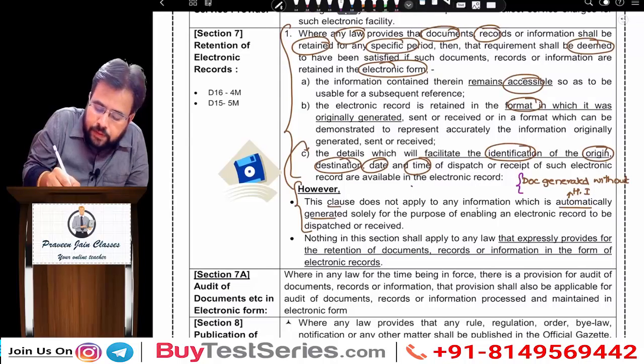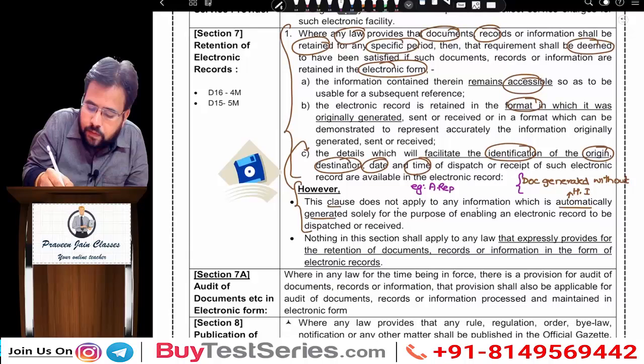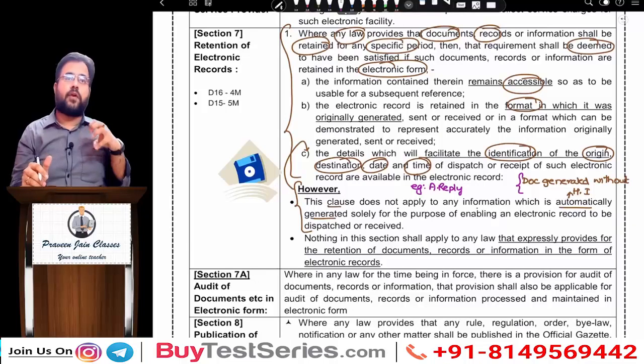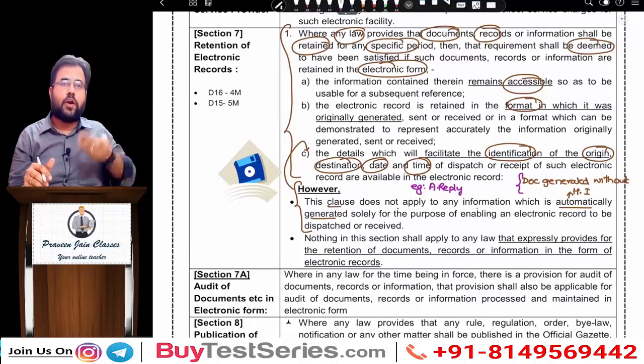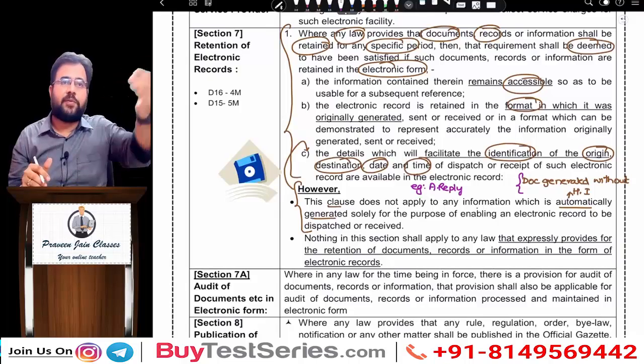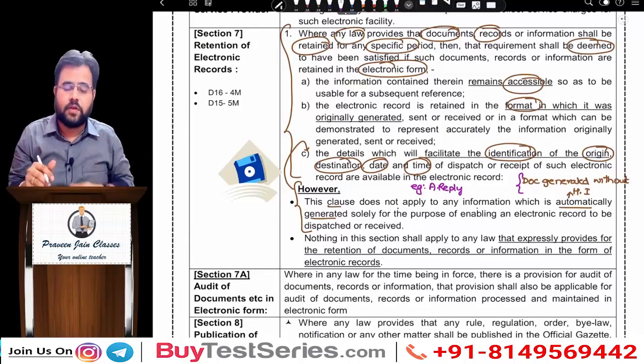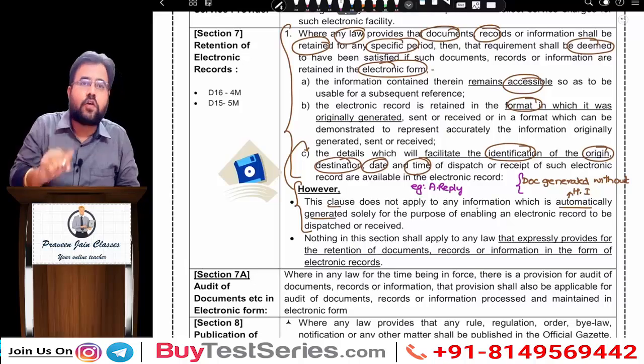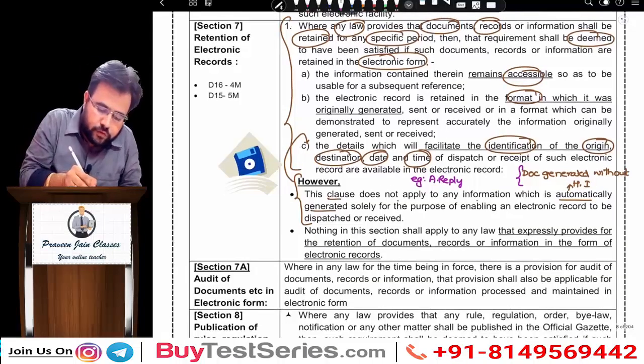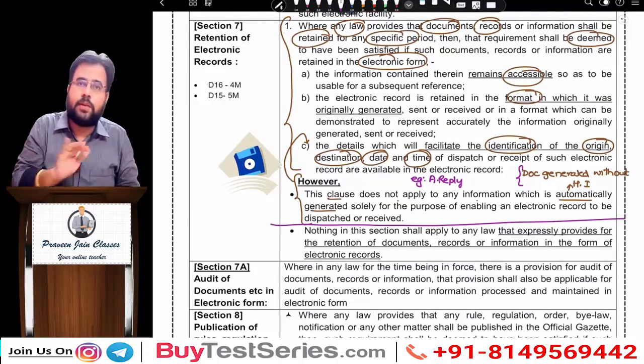An example can be an automated reply. When you book a ticket on IRCTC, you get an automated reply, sir. Do you think the Railway Minister is sending you a ticket? No. Similarly, when you buy on Amazon, you get an automated reply, sir. So for such things, this clause is not applicable. Okay, so this ends this part, sir.